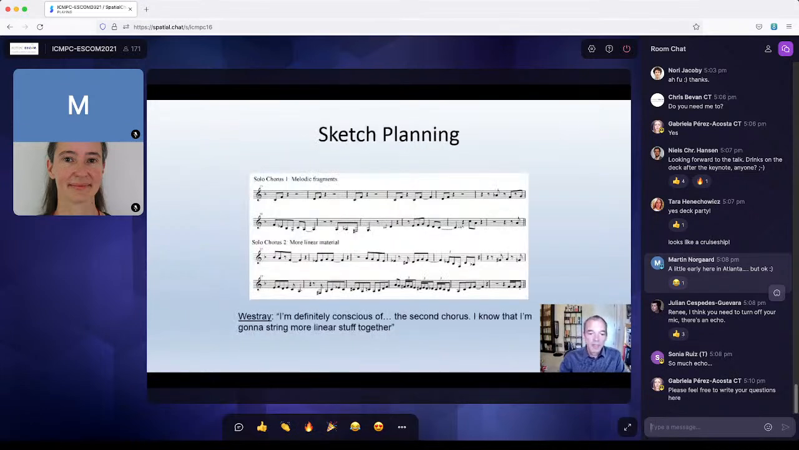Specifically, the sketch planning idea is interesting because it's such a high-level planning idea. So in this excerpt, Ron Westray, a trombonist that I interviewed, describes that he's conscious of the second chorus, but what's interesting here is that at the moment he makes this comment, he's actually playing the first chorus. But he says in the second chorus, I'm conscious that I'm going to string more linear stuff together. In other words, the second chorus would be more dense, which is what you can see in this transcription.